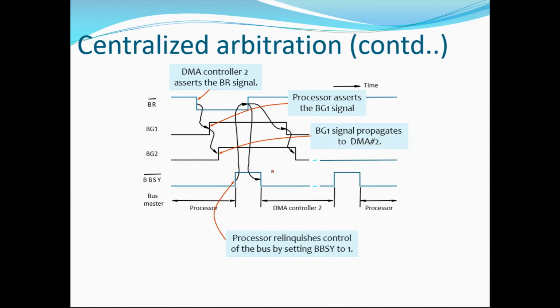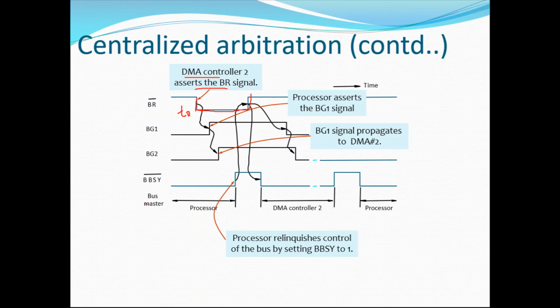Initially, DMA controller 2 is asserting the BR signal, that is, it is enabling the BR signal. BR is an active low signal. If it is low, it is enabled. So at this time, say we call it T naught, DMA controller 2 is enabling the signal. It means it is saying that I want the bus.